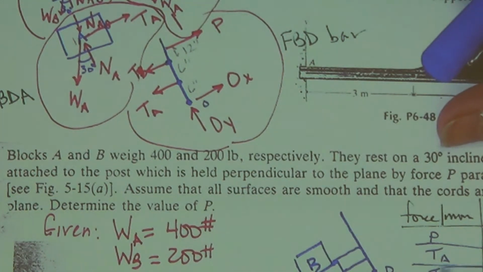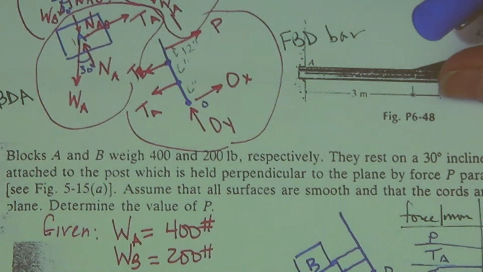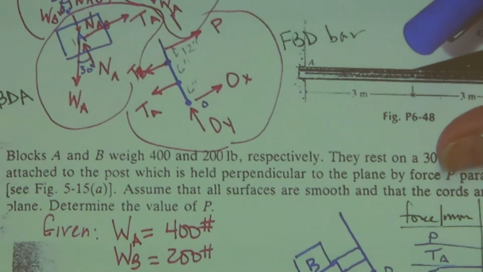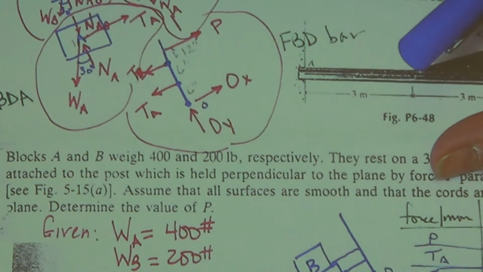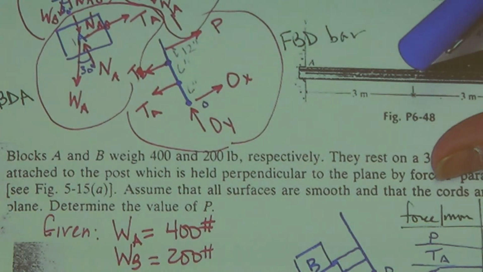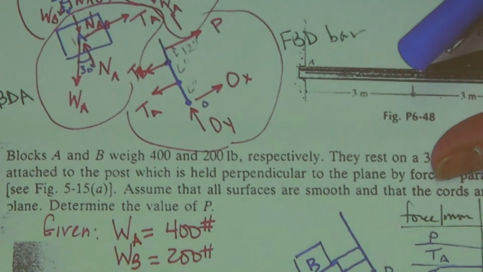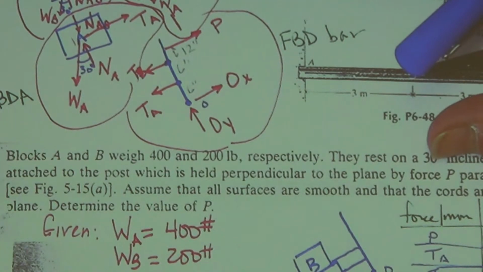Anything else? We got the weights, we got the two normals, we got the two tensions, we have the two, oh, that's kind of nice. Two T's, two O's, two W's, two N's, and a P. Question mark, question mark, question mark, question mark, done, done, question mark, question mark. So how many unknowns do we have? Larson? 1, 2, 3, 4, way too many. Seven.